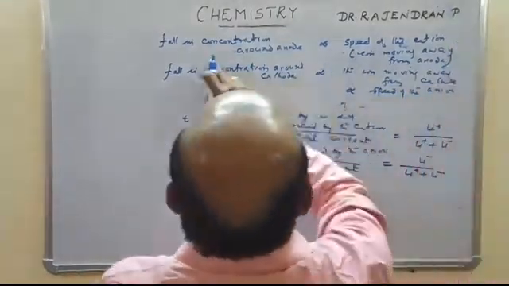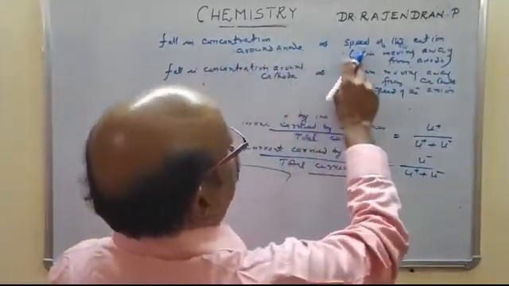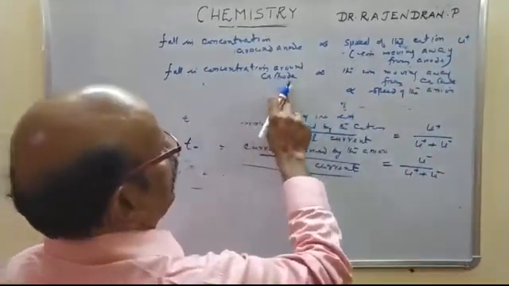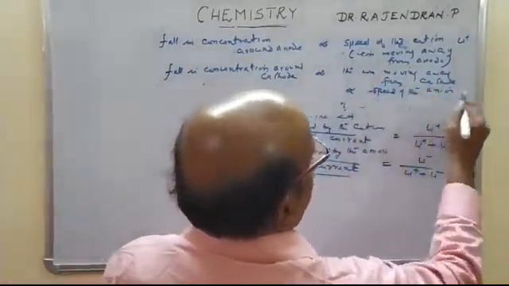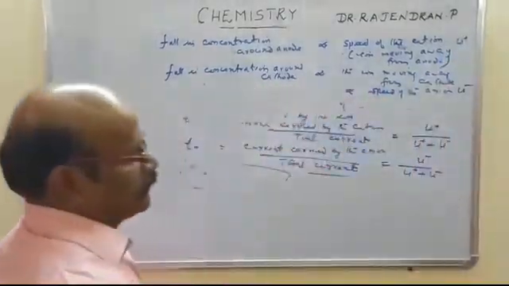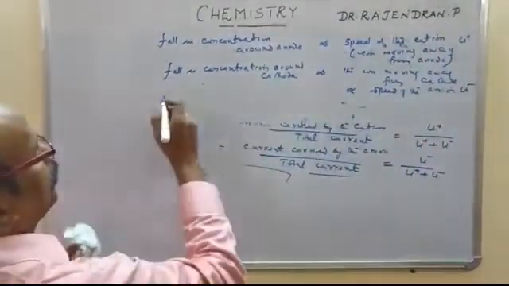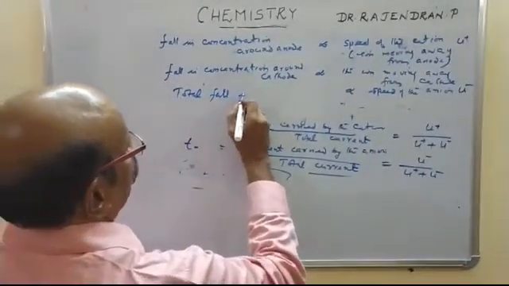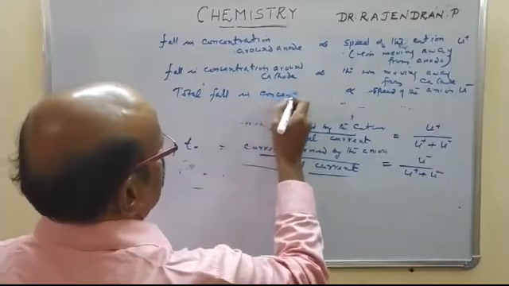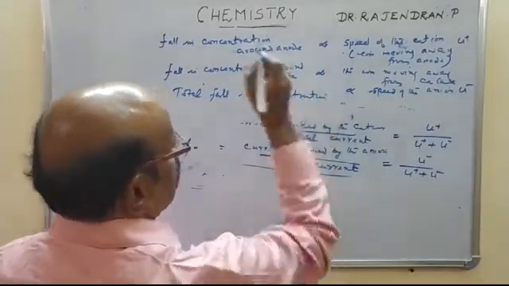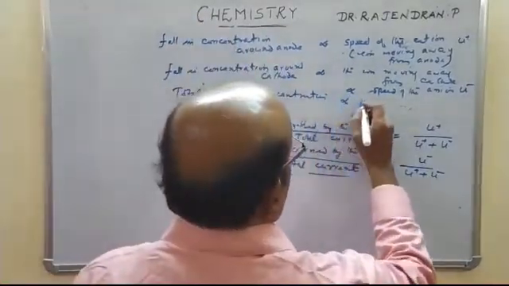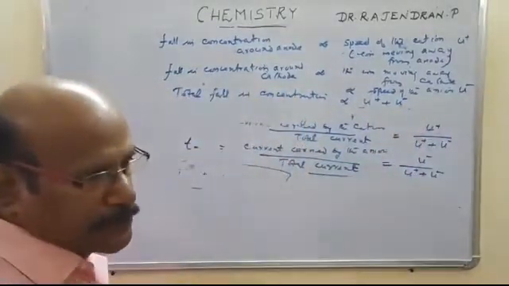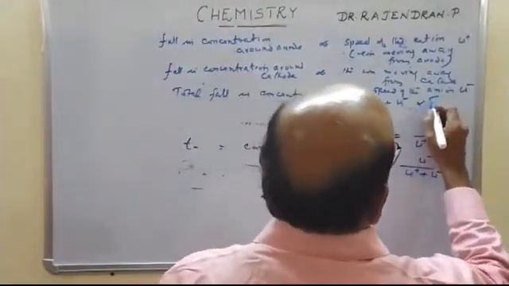Okay, that is, the falling concentration around the anode is proportional to the speed of the cation, that is U plus. Similarly, the falling concentration around the cathode is proportional to the speed of the anion, that is U minus. Therefore, the total fall in concentration is proportional to U plus plus U minus, that is proportional to the total current.